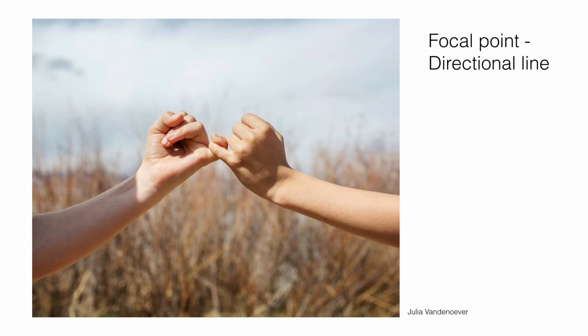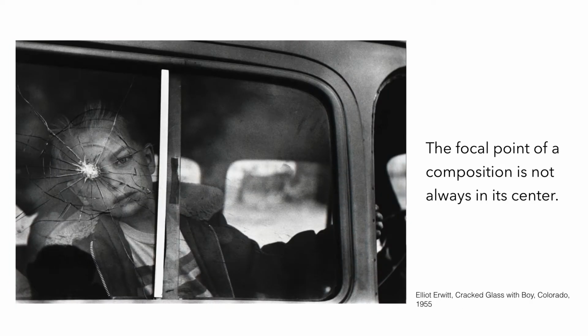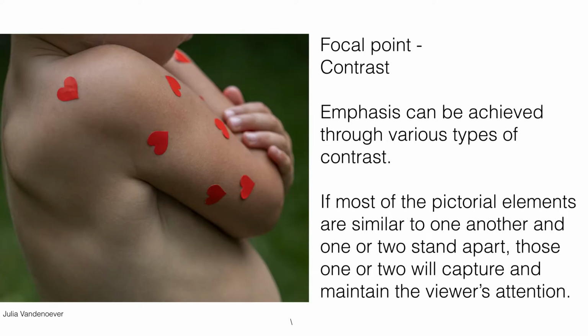Here you can see we have two directional lines that are meeting in the middle. And then we have a very clear directional line that's leading to actually two focal points, one of which is the brush and the other is the face and the directional line that's connecting the two. Keep in mind the focal point does not always need to be in the center of a photograph or in a composition. It can be asymmetrical or off to one side.